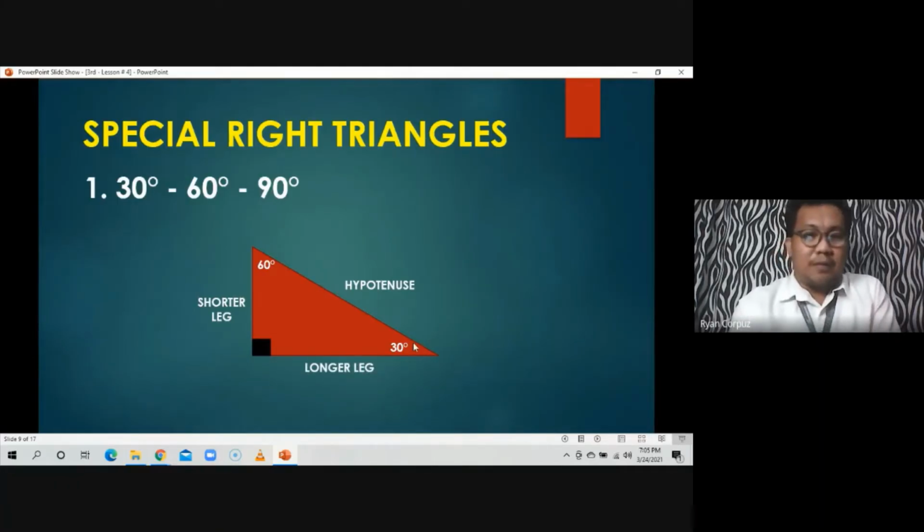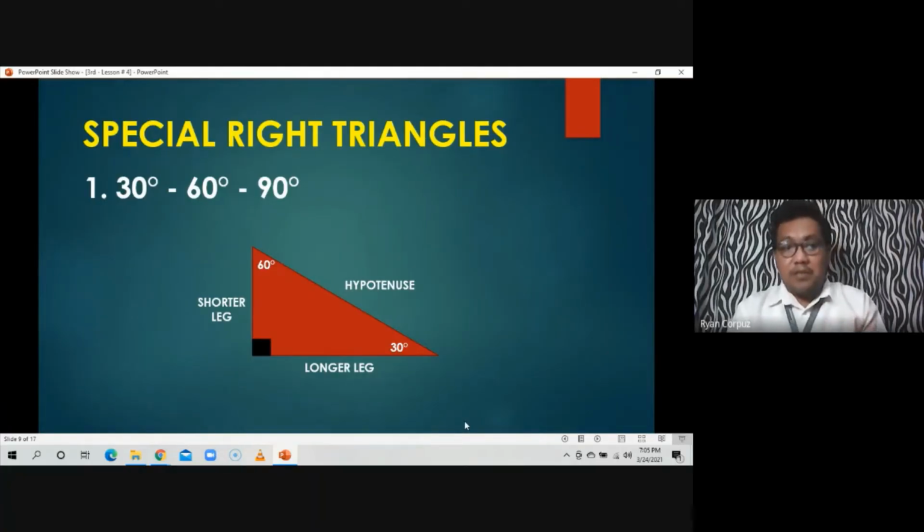So, basta yung matatapatan ng 30 degrees, ayun yung shorter leg, side na matatapatan nun, then the side opposite the 60-degree angle is the longer leg. Ito, very specific tayo about the shorter leg and longer leg. And of course, let's not forget, still, the longest side in the right triangle is the hypotenuse.